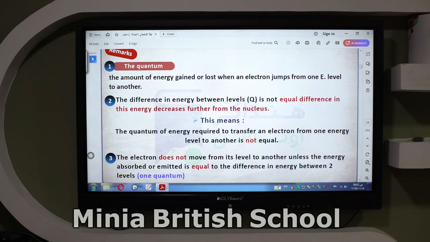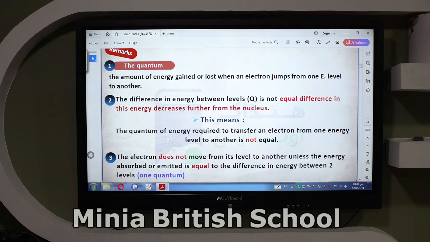We have some important definitions. The quantum is the amount of energy gained or lost by an electron jumping from one energy level to another. So, as we said about Bohr, the electron absorbs some energy, sufficient to move from one energy level to another. It's called a quantum of energy.